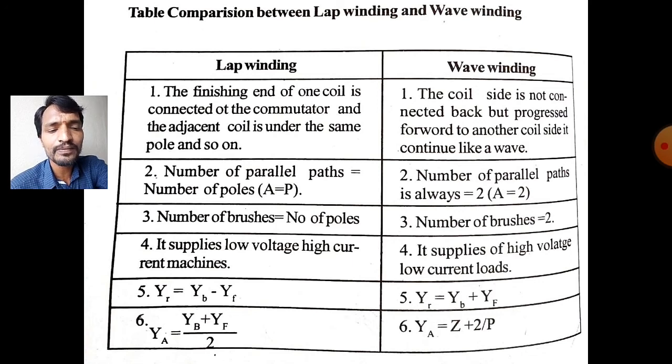In the fifth point, for lap winding, YR is equal to YB minus YF, where YB is the back pitch and YF is the front pitch. For wave winding, YR is equal to YB plus YF. Second, YA is equal to (YB plus YF) by 2, and here YA is equal to (Z plus 2) by P, where Z is the number of conductors and P is the number of poles.